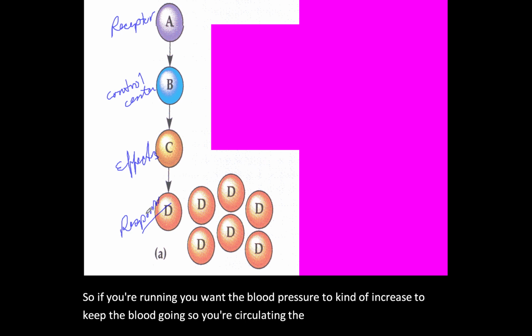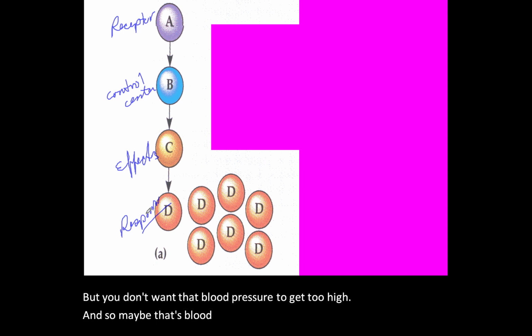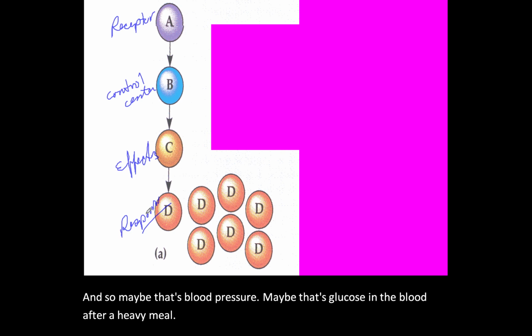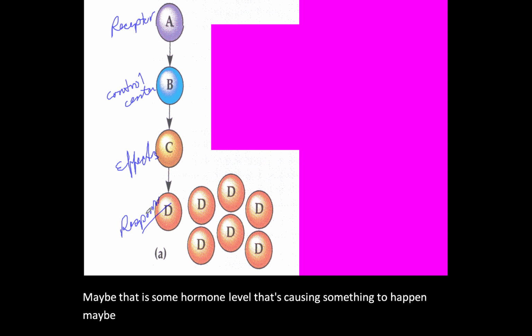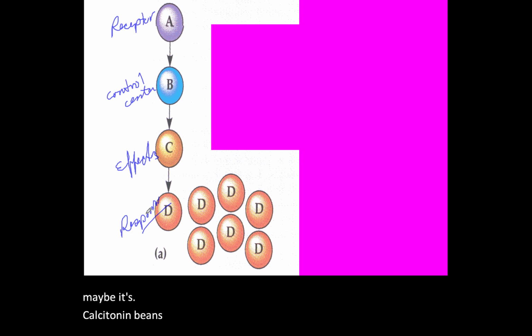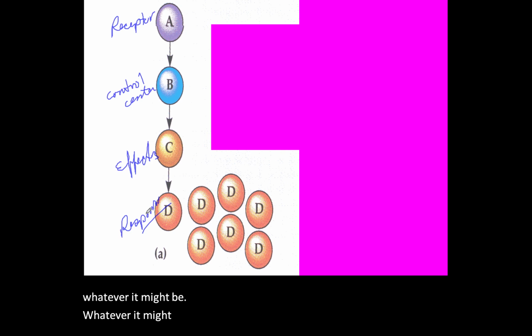And so if you're running, you want the blood pressure to increase to keep the blood going so you're circulating the oxygen. But you don't want that blood pressure to get too high. And so maybe that's blood pressure. Maybe that's glucose in the blood after a heavy meal. Maybe that is some hormone level that's causing something to happen. Maybe it's calcitonin being secreted from the thyroid in response to bone development. Whatever it might be, we have a lot of it.